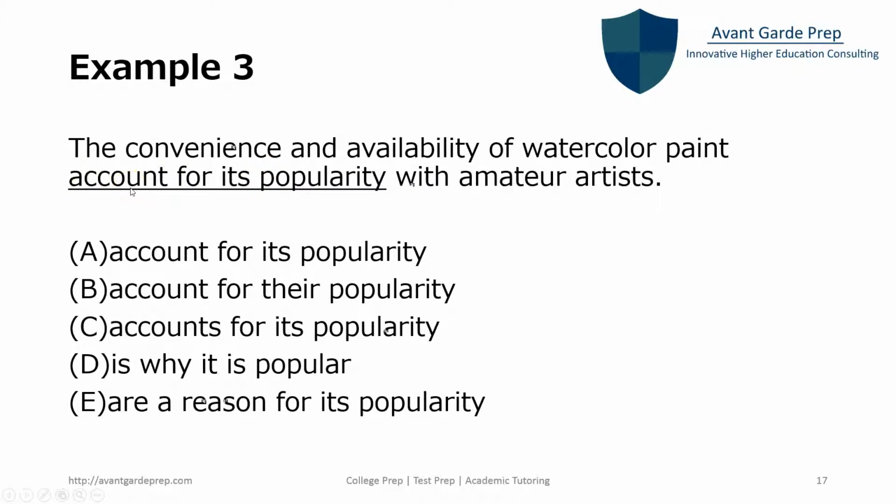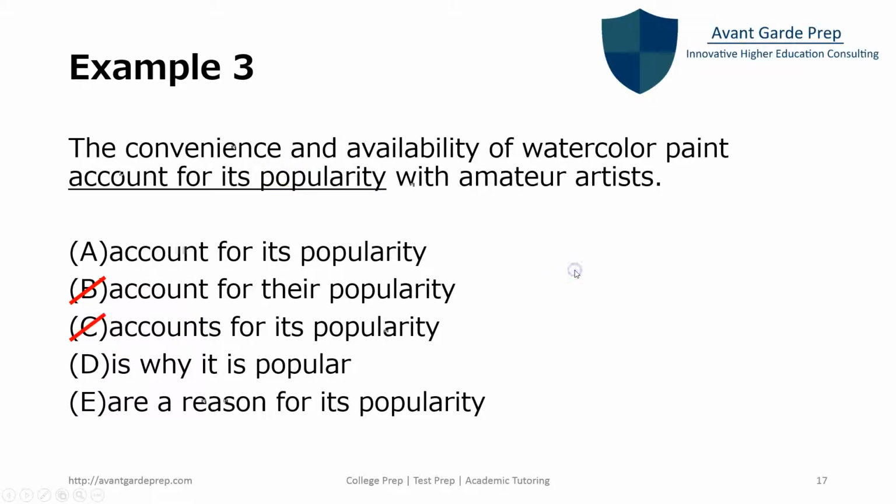Account is a plural verb because it doesn't have an S, and that matches our plural subject, convenience and availability. Likewise, this pronoun its matches the singular noun that it modifies, which is watercolor paint. So far, no problems. Let's look at answer choice B. The convenience and availability of watercolor paint account for their popularity. So the issue here is the pronoun. This is a plural pronoun modifying a singular noun. That can't work. The convenience and availability of watercolor paint accounts for its popularity. All right, other problem. Singular verb with a plural subject.